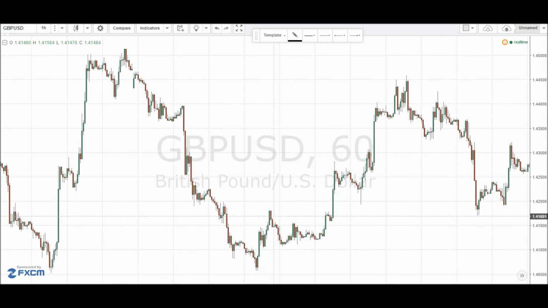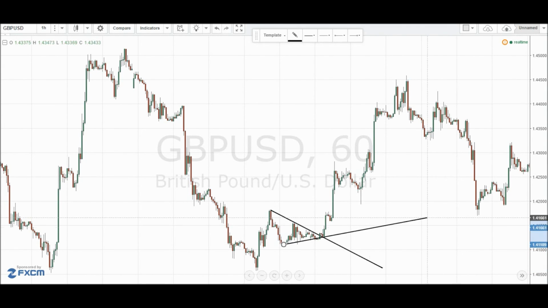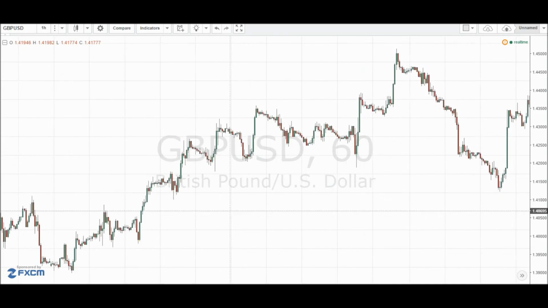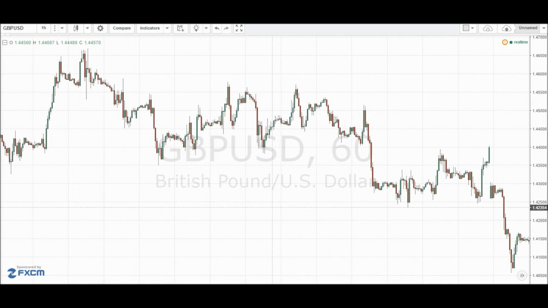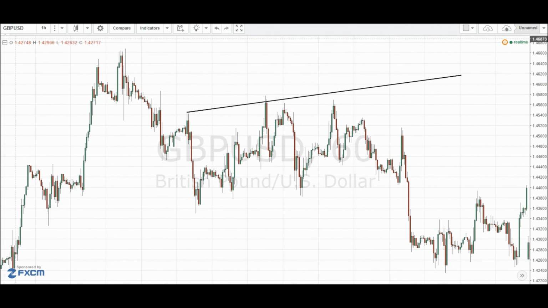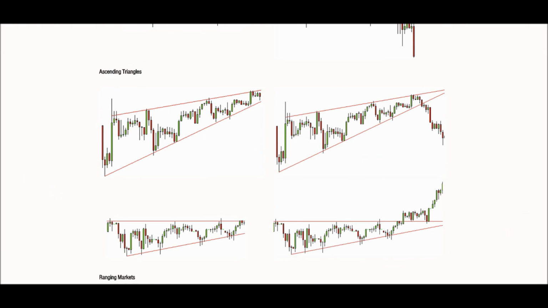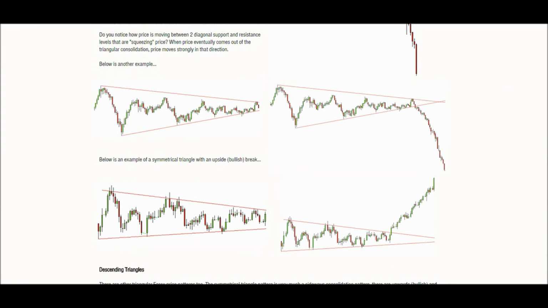The small one here. Something like that. We break, move to the upside, and let's just find one more. There's a big one here. So it's not very clear, this one. There's another one sort of there, and price breaks and moves to the downside. So there are plenty of examples there. Just try and find these things yourself. They appear on all time frames, all currency pairs. They are consolidation patterns and they work really well.